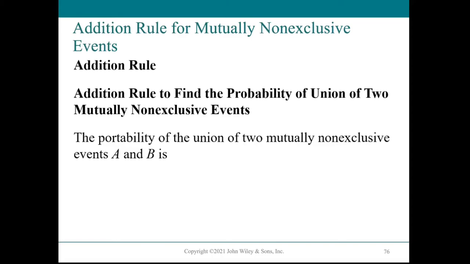So the probability of the union of two mutually non-exclusive events A and B, whether A or B, the probability of getting A or B is equal to the marginal probability of A occurring plus the marginal probability of B occurring minus the intersection, the joint probability of A and B occurring at the same time. We have to subtract the intersection, otherwise you will count the intersection twice. So you will have a higher number than what is really the actual number because you count the intersection twice.